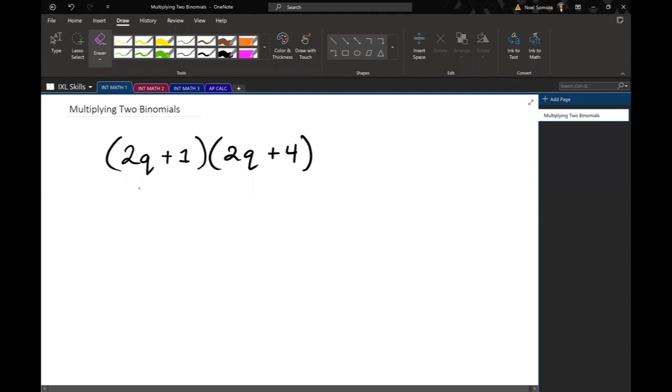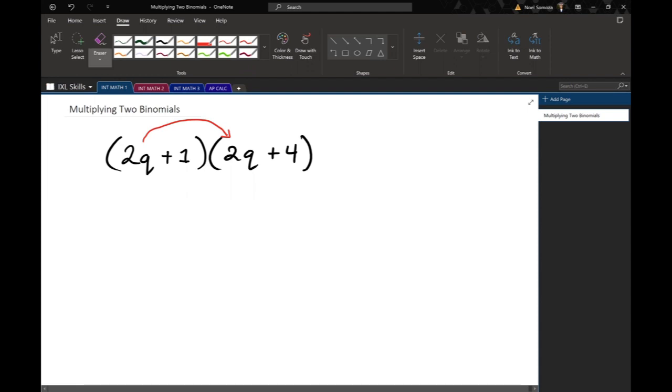So let's take a look at how we can do this. Multiple strategies can be applied when you're multiplying binomials, and one of the more common ones is something called the FOIL method. The FOIL method is just distribution. I like to call it double distribution. So we begin with 2q, the first term in the first binomial. We're going to multiply 2q to each of the terms in the second binomial.